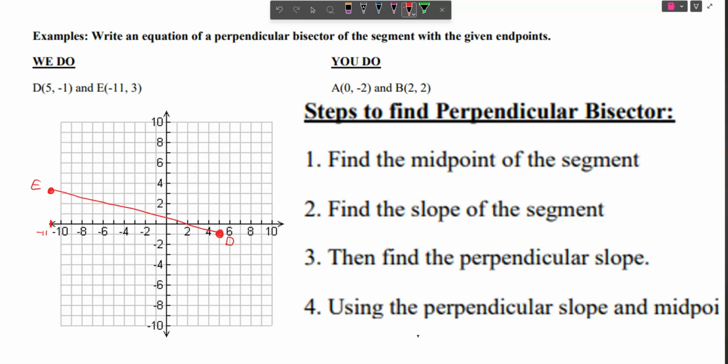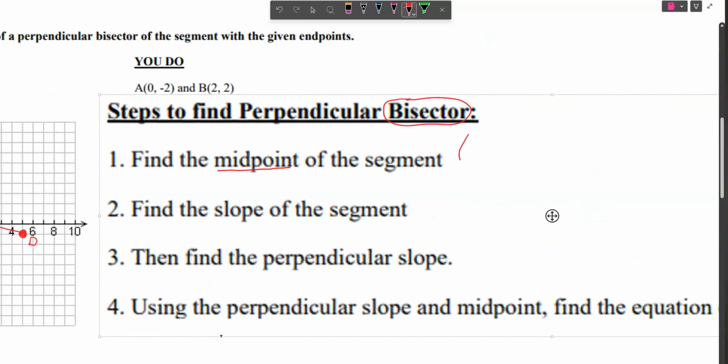That creates my segment. What I want to do is construct a perpendicular bisector. So we're going to, again, break that word down. The term bisector is what we're going to do for step one. We're going to find the midpoint, okay? So to find the midpoint, we're going to use the midpoint formula.